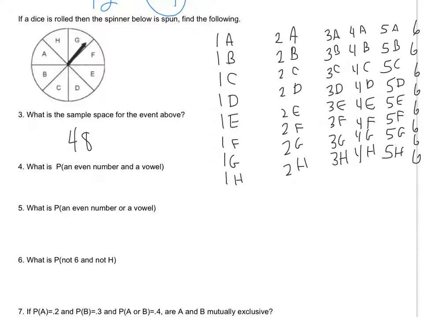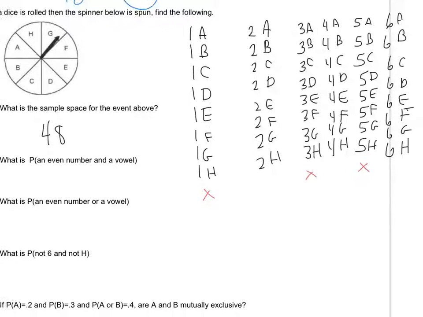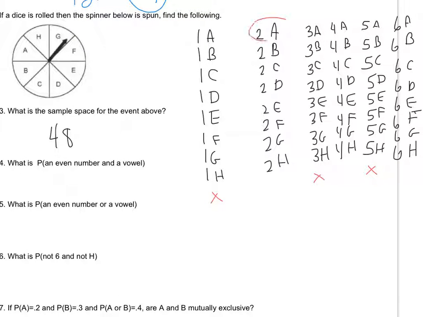Okay? Well, I can eliminate all of this row, because that doesn't have an even number, and I can eliminate all the 3s and all the 5s, because those all have an odd number. So I want an even number and a vowel. So I just look at the rows that have the 2s, the 4s, and the 6s. So 2 and A is an even and a vowel. 2 and E is a vowel, and those are the only vowels in our problem. We could also do the same with 4A and 4E, and of course 6A and 6E. So those are the only 6 outcomes that would have a vowel and an even number.